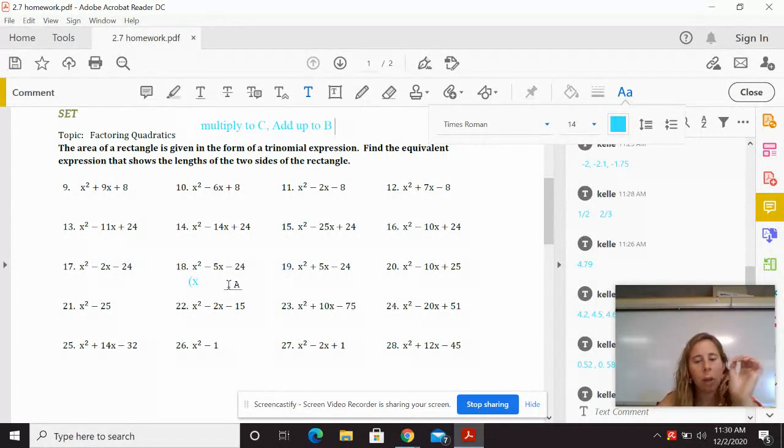All right. So, it's going to be a negative number. So to get a negative number, you have to multiply a positive by a negative. You have to. If you multiply 2 positive numbers together, that's never going to be negative. If you multiply 2 negative numbers together, that's never going to be negative. It has to be a positive and a negative. So we're going to have x plus something and x minus something.